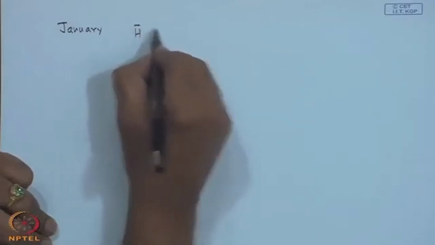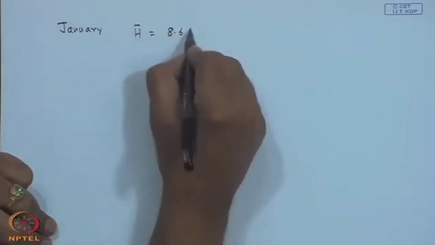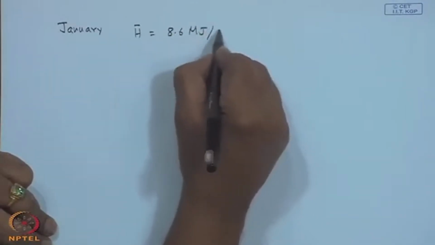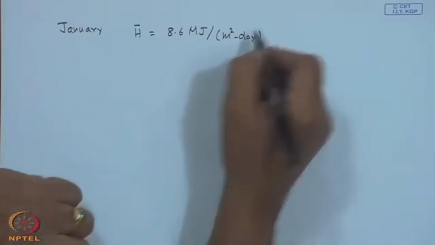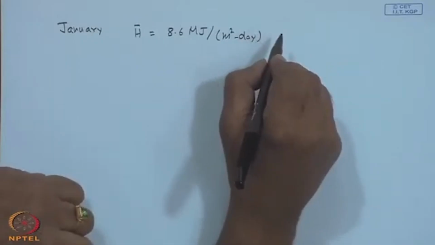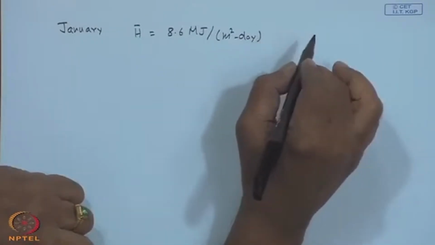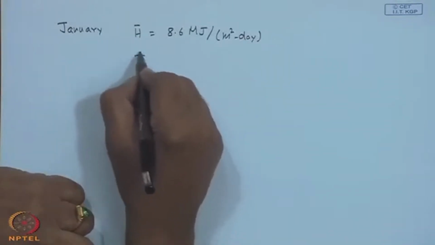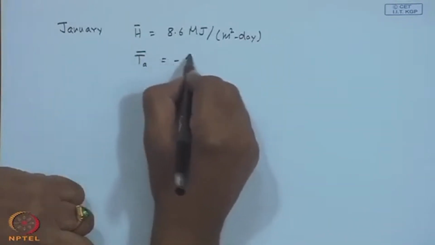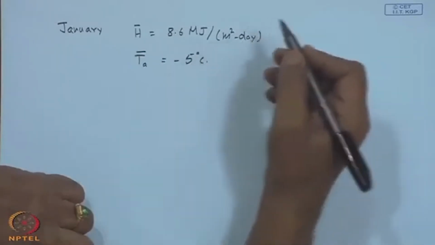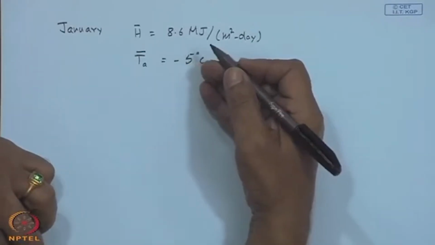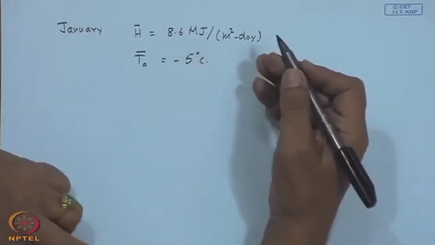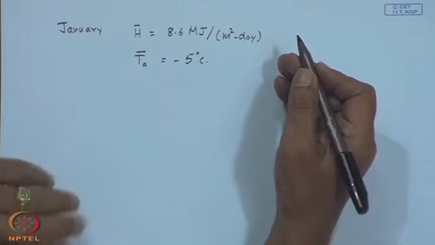H bar is 8.6 megajoules per meter square day. In order that there is no ambiguity, the monthly average daily radiation on a horizontal surface is 8.6 megajoules per meter square day, and the ambient temperature T A bar is equal to minus 5 degrees C. Now, the only difference is, if you take a location from India, typically T A bar may be 10, 15, 20, whatever, even in the month of January.